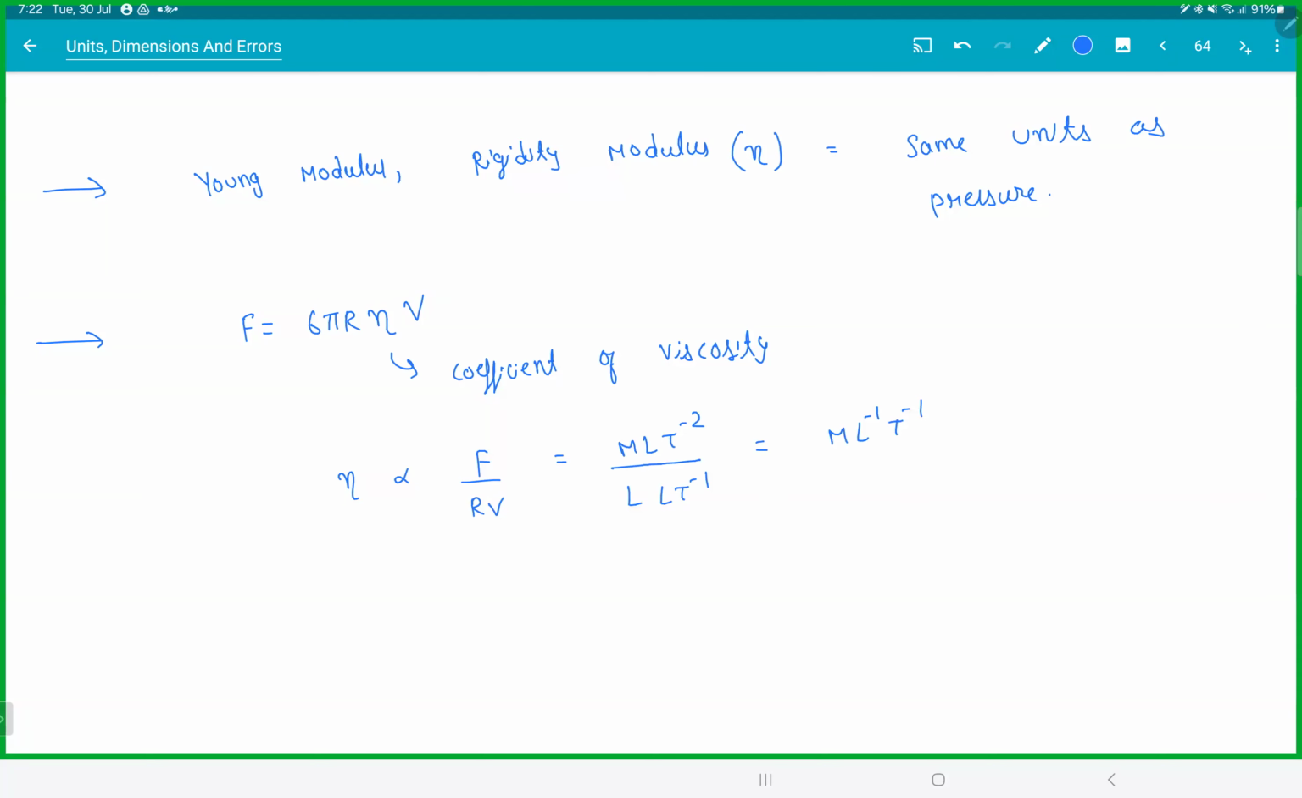Young's modulus, rigidity modulus, when you hear these words, they have the same units as pressure. Pressure is force by area. And you'll hear the word coefficient of viscosity.